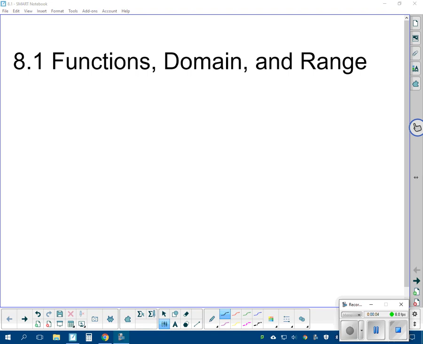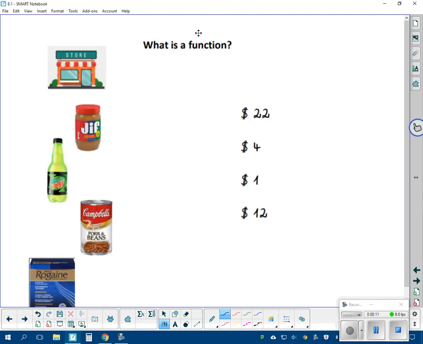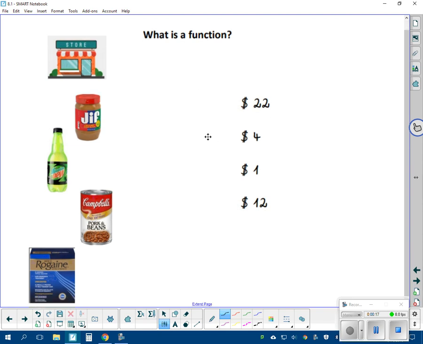Unit 8, 8.1, we're going to talk about functions, domain, and range. So first of all, what is a function? Well, to answer that, we are going to take a trip to the store. At the grocery store, we're going to buy some items. We are going to buy some peanut butter.